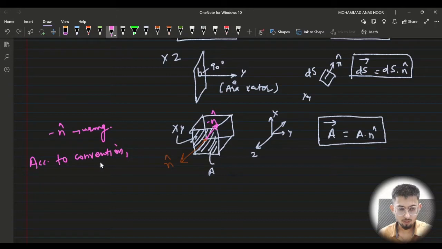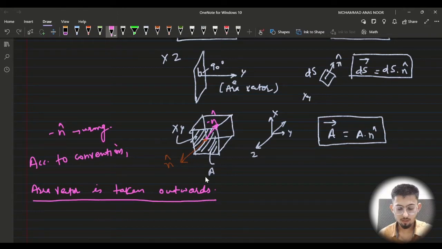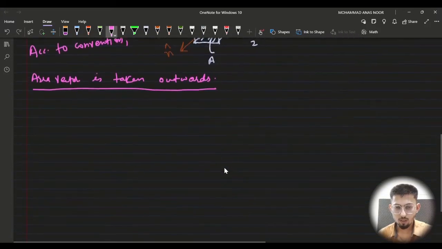According to convention, what we do generally is that the normal vector or area vector is taken outside, outward. Whenever there is a closed figure, the area vector taken is the one which is outward. So this is what an area vector is. That is a start.